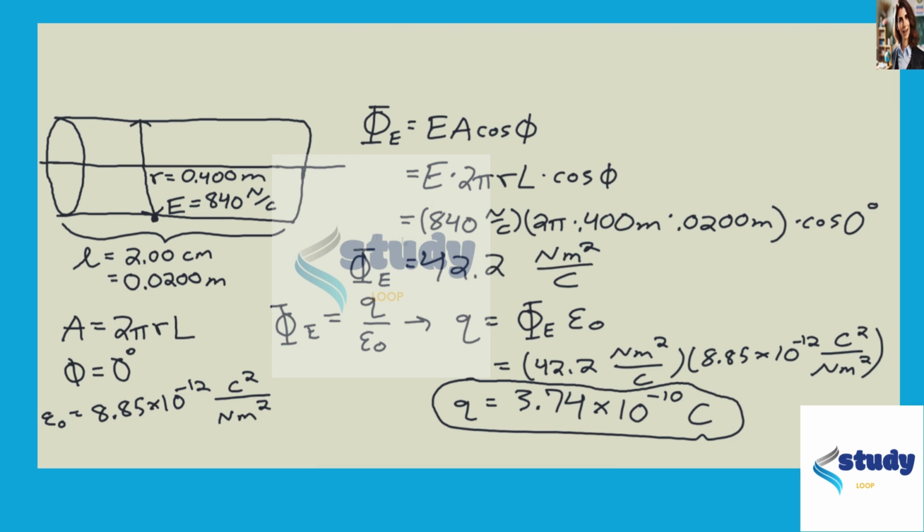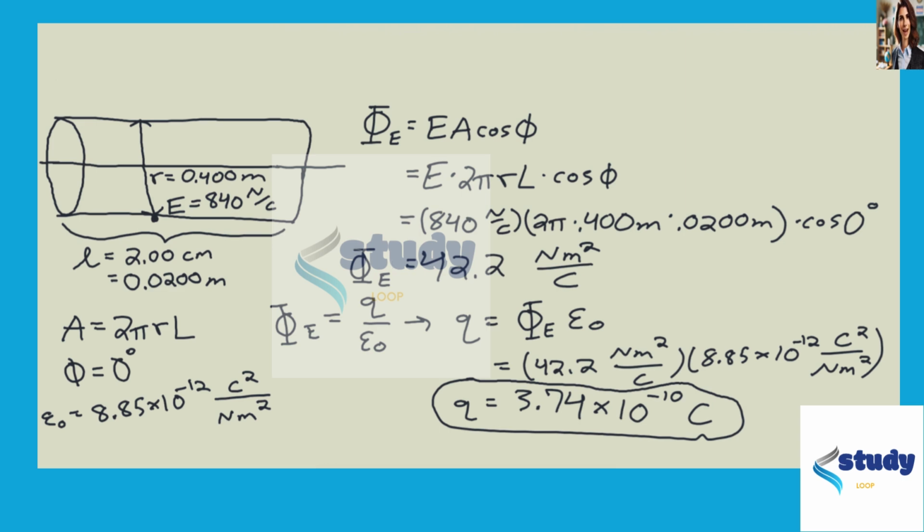So the total electric flux then is 840 newtons per coulomb times 2 pi times the radius of 0.400 meters times the length of the cylinder, 0.0200 meters, multiplied by the cosine of 0. Cosine of 0 is just 1, so we don't need to worry about that. Plug this into the calculator and we see that the electric flux is 42.2 newton meters squared per coulomb. So that's the first step that we need.